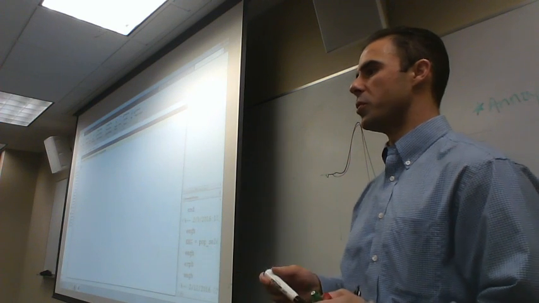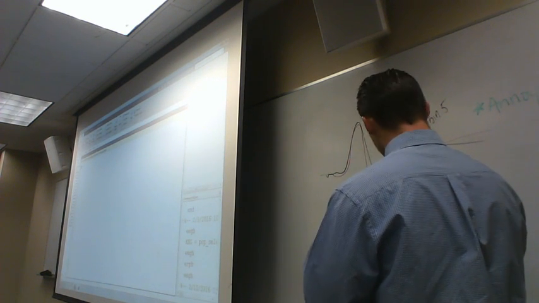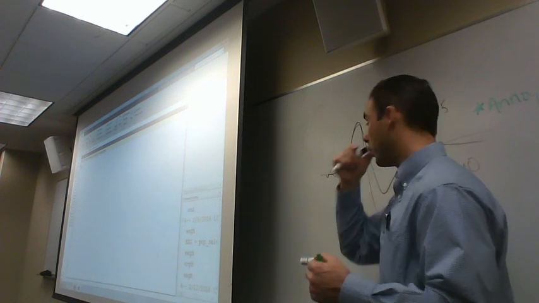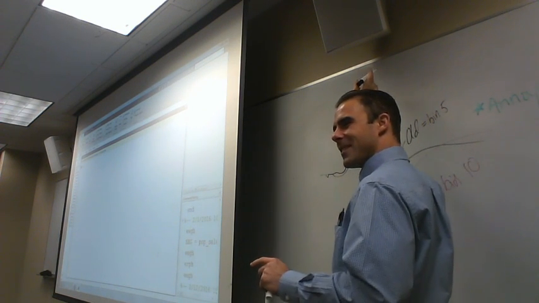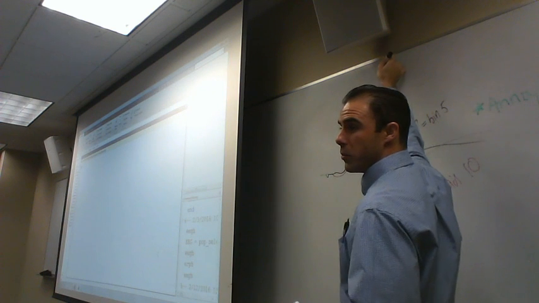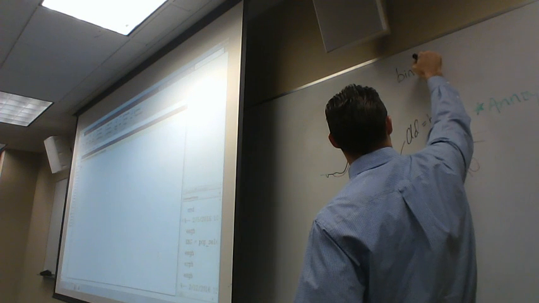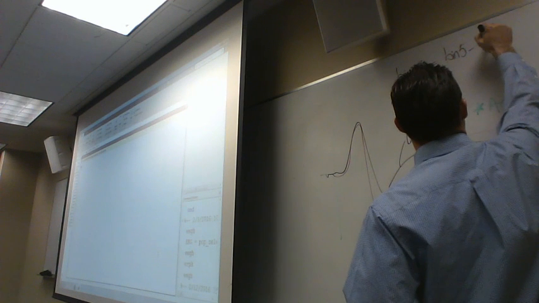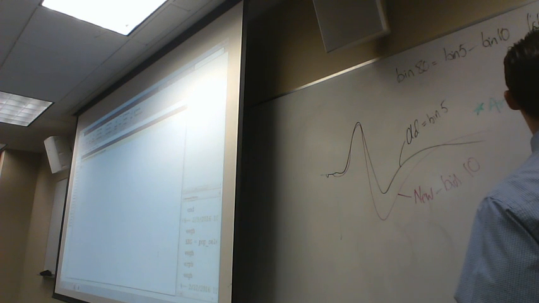So in bin operations, let's say this is bin 5, and this is bin 10. What you might write in the bin operations text file is some code that looks like: bin 80 equals bin 5 minus bin 10, and the label for that would be old minus new.